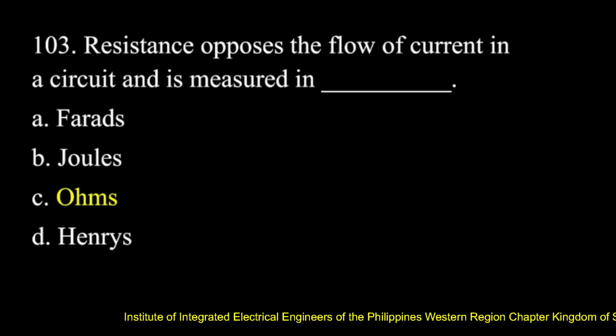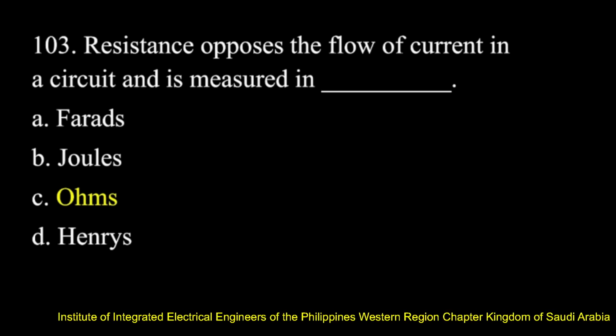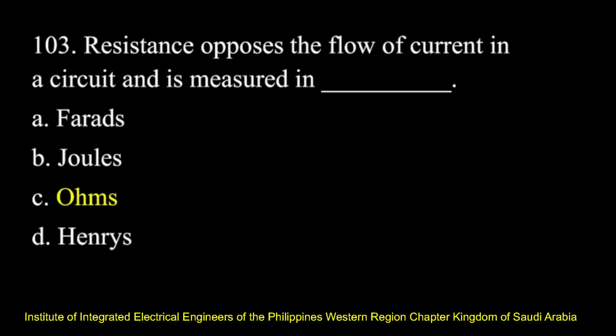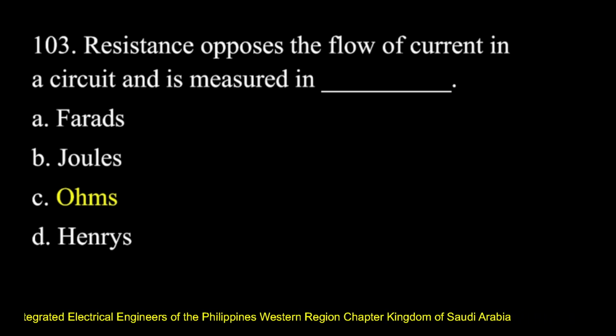Resistance opposes the flow of current in a circuit and is measured in blank. A. Farads. B. Joules. C. Ohms. D. Henrys.